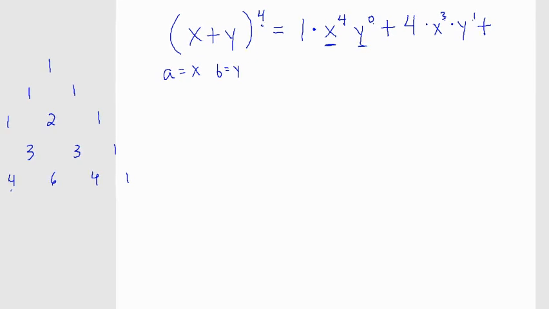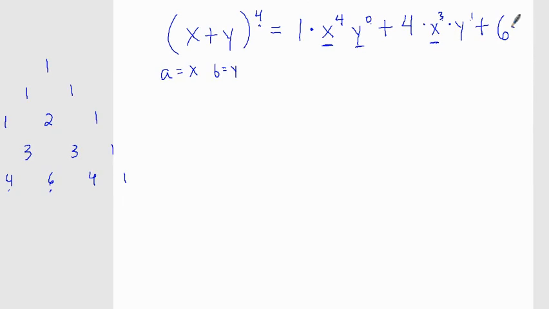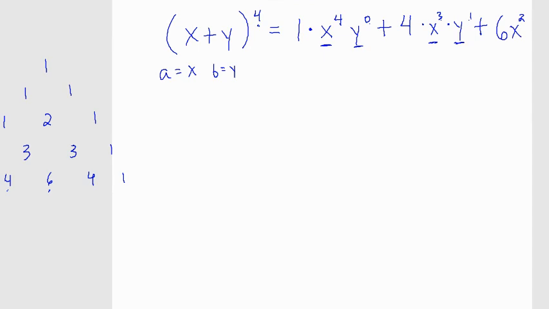So we've got the next term in Pascal's triangle is 6. And now, again, x, but with one less power, so x squared. And then y with one more power, y squared.